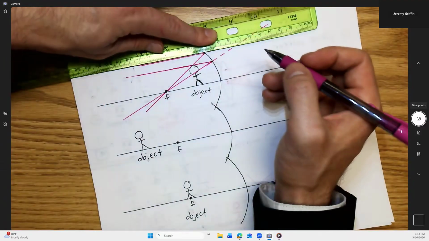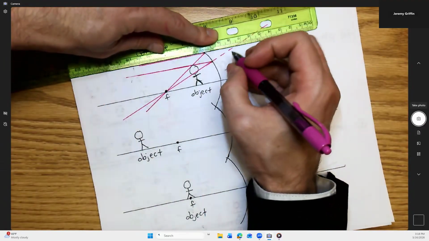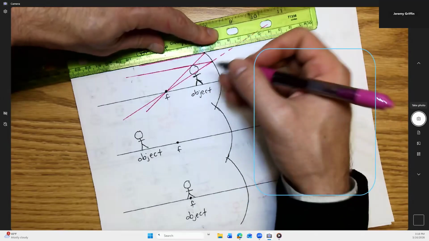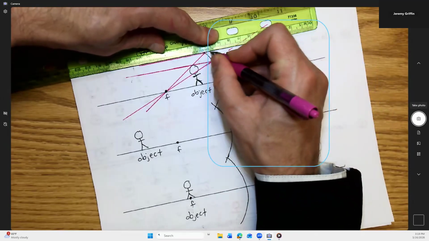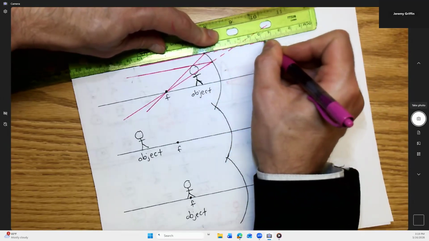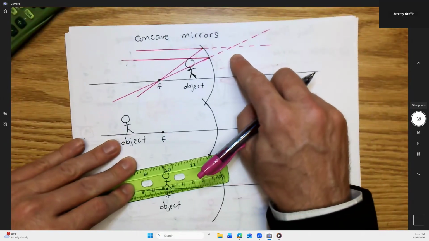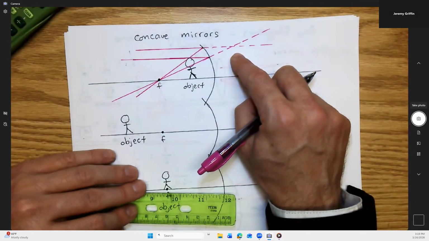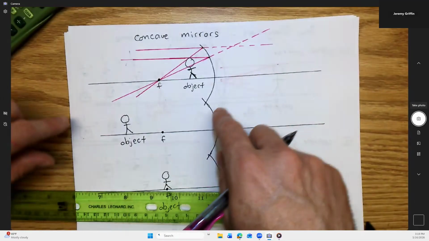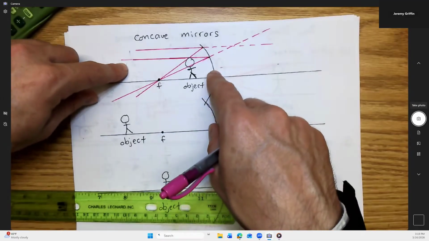It's all parallel. Now, before you move your ruler, which way does it look like that ray of light came from? Back behind the mirror, doesn't it? Doesn't it look like it came from this way? True? Yep. Right?